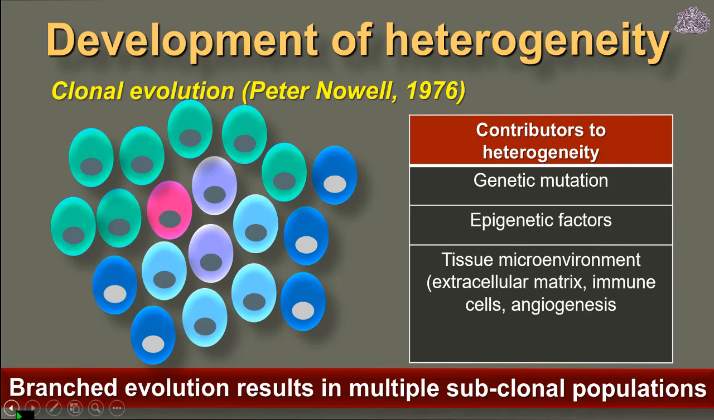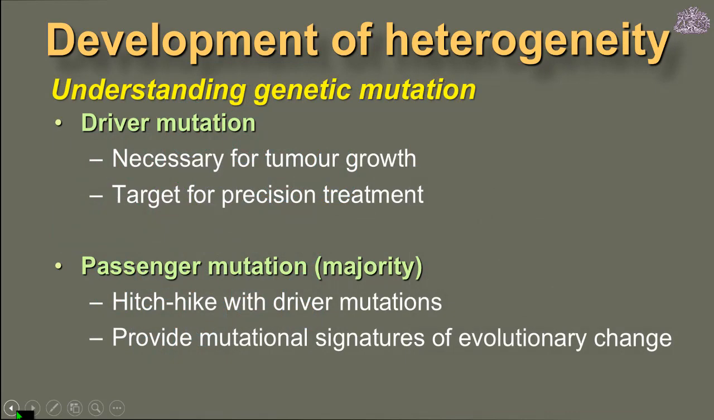And the contributions to this heterogeneity include, as you have heard earlier from the first two speakers, genetic factors. Epigenetic factors, these are factors that are not really due to gene mutations themselves, but they support the expression of these gene mutations, and also tissue microenvironment changes. So we're really looking at the extracellular matrix, the immune cells, and also the presence or absence of angiogenesis.